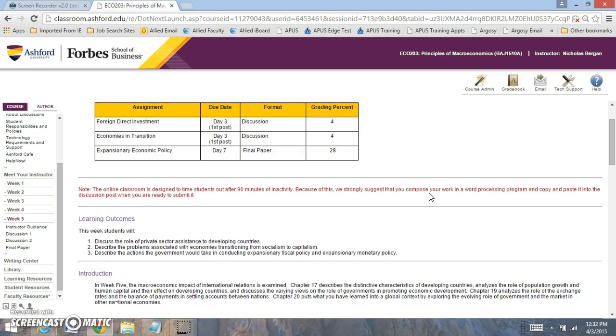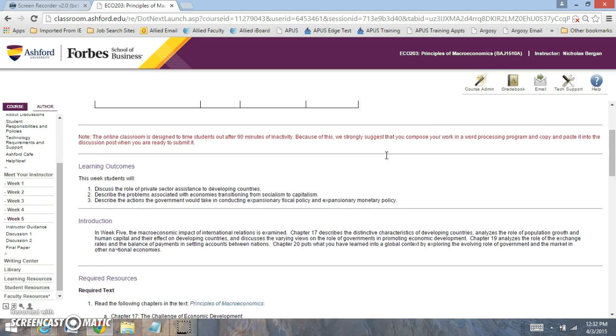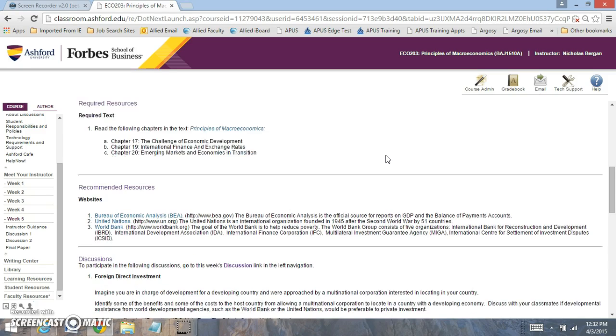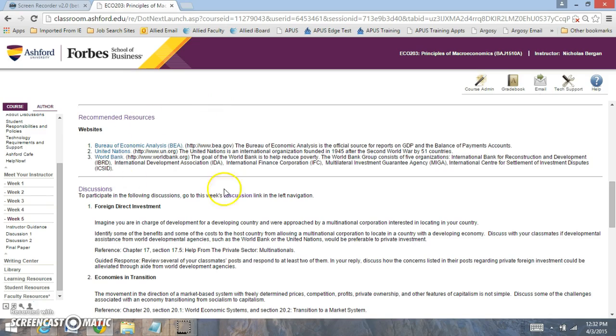In week 5, you're going to have a discussion board on foreign direct investments, economies in transition, and your final paper that we're going to go over. For this week, you want to read chapters 17 through 20. That's going to be focusing on the role of international trade in our economy. I have some recommended websites that you can use for your resources for both the discussion and the paper.